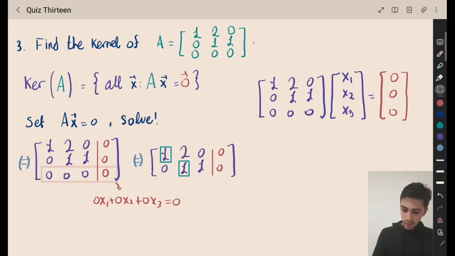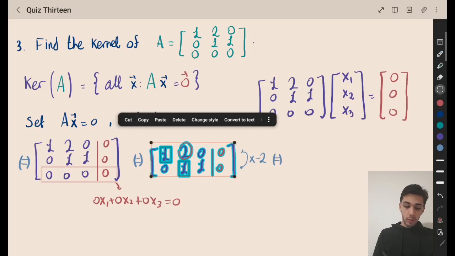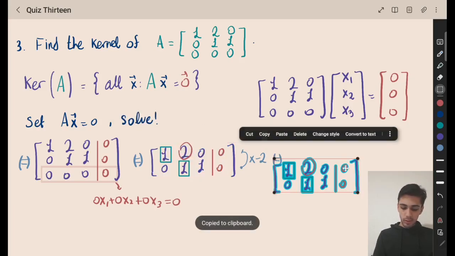So this should be fairly simple. I need to make a 0 here. If I want to make a 0 here, then I will take the second row / equation. I'll multiply it by -2, and then this 2 should cancel out.